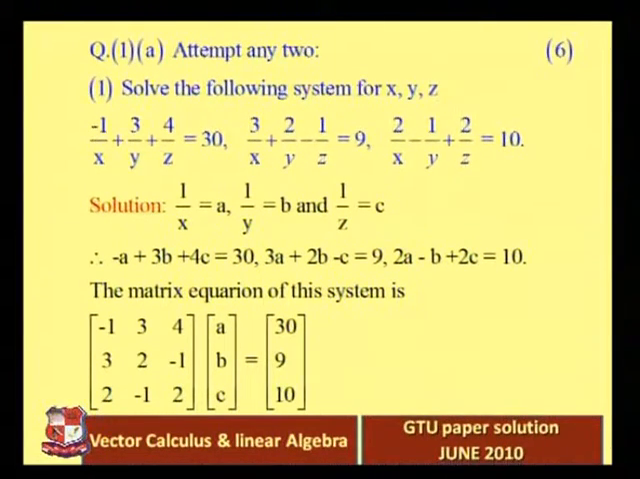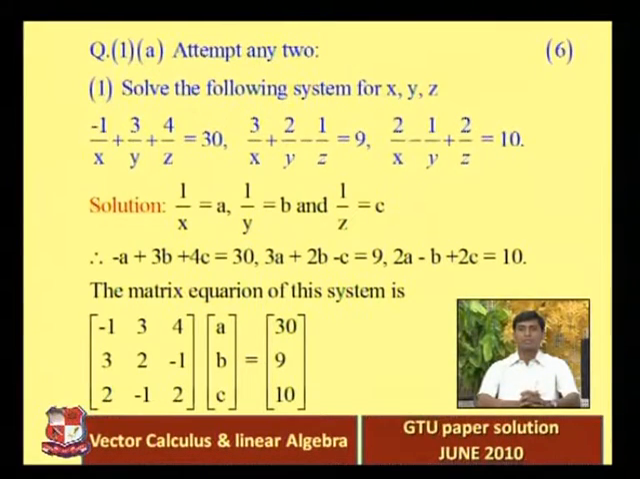So let's take 1 upon x is equal to a, 1 upon y is equal to b, and 1 upon z is equal to c. So these three equations convert into minus a plus 3b plus 4c is equal to 30, 3a plus 2b minus c is equal to 9, and 2a minus b plus 2c is equal to 10. So the matrix equation of this system is minus 1, 3, 4. The first row is exactly the coefficients of a, b, c, right?